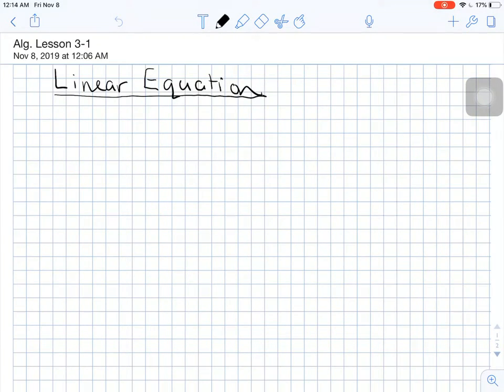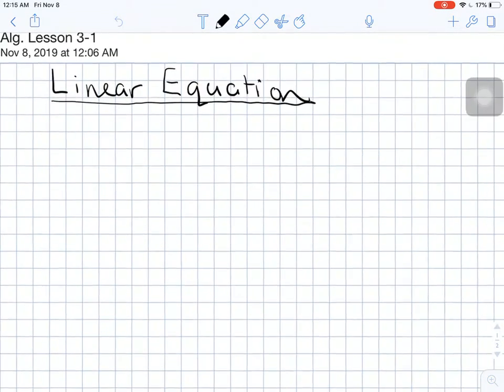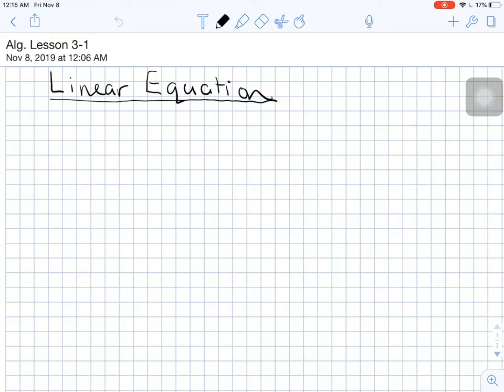In our next chapter, we are going to work with linear functions. We're going to start by learning a little bit about linear equations. A linear equation is the equation for a linear function. The reason why they are called linear has to do with what happens when we graph the function.